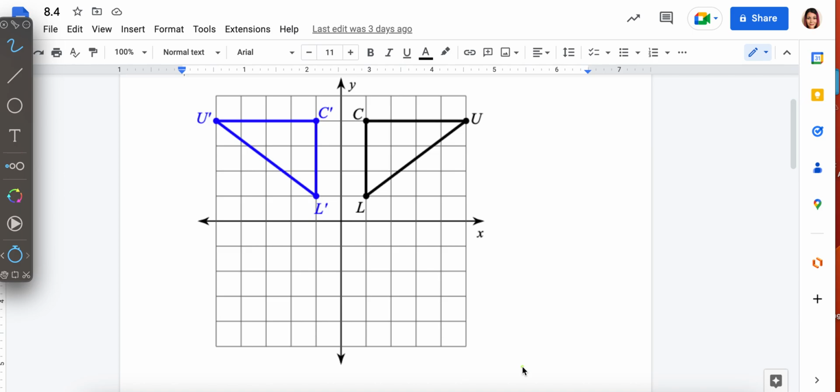We know what congruent figures are. Congruent figures are the same size and also the same shape, so exactly the same. And we want to know how the congruent figure has transformed.